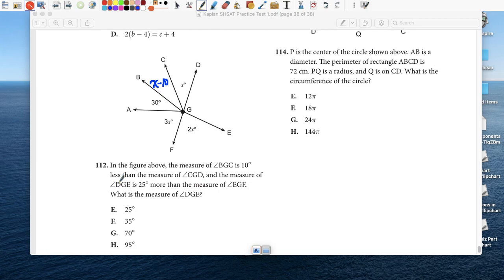And the measure of DGE, which is this guy here, is 25 more than EGF. So this guy is 25 more than this guy here, 2x. What is the measure of DGE?